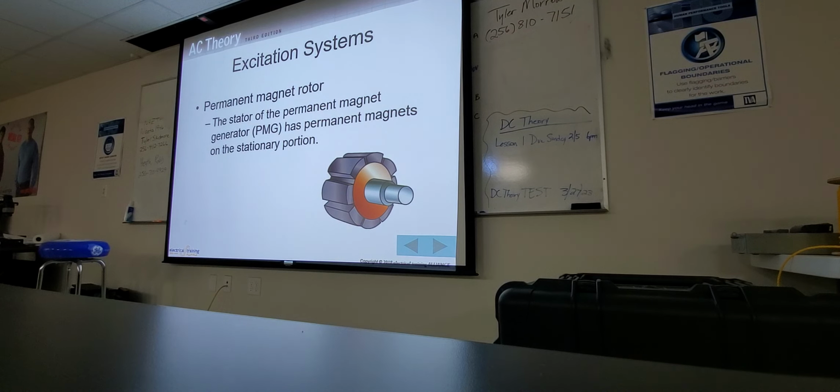Here's an example of a permanent magnet rotor. The stator of the permanent magnet generator has permanent magnets on the stationary portion.